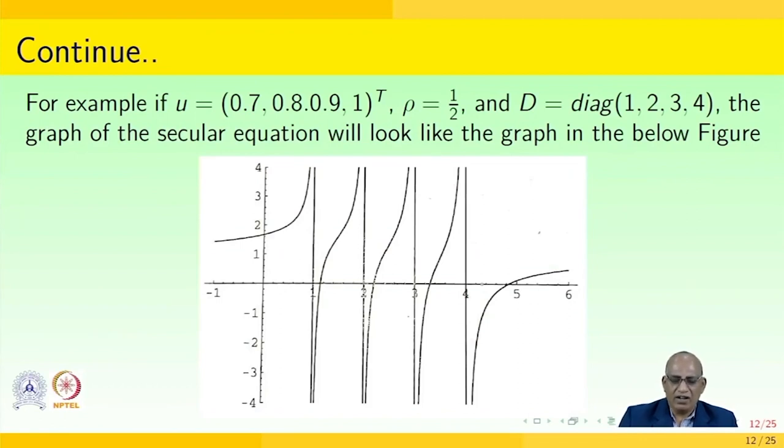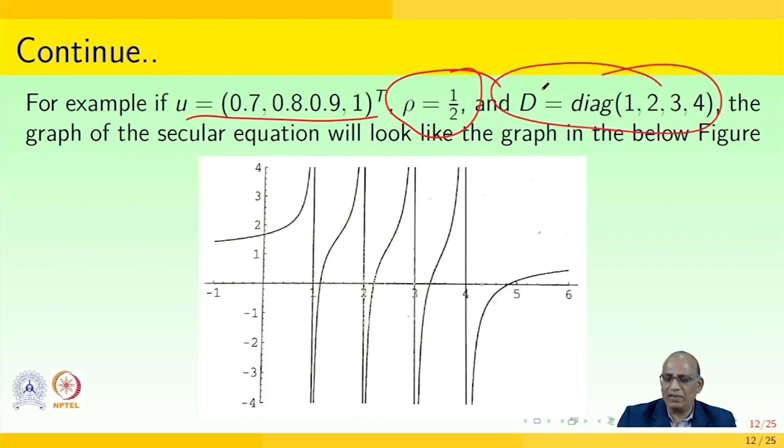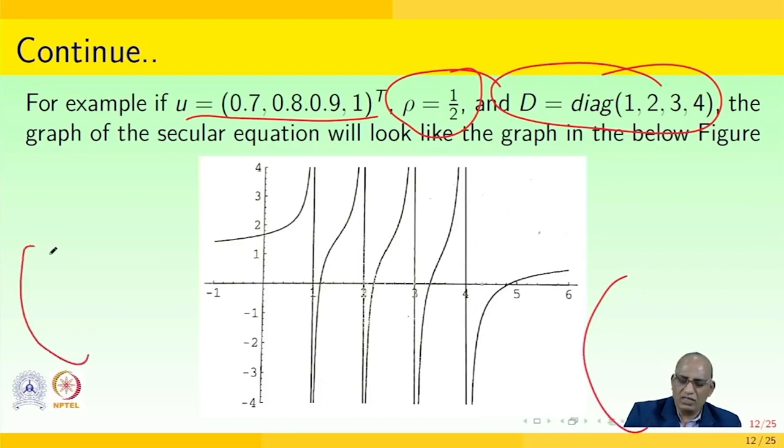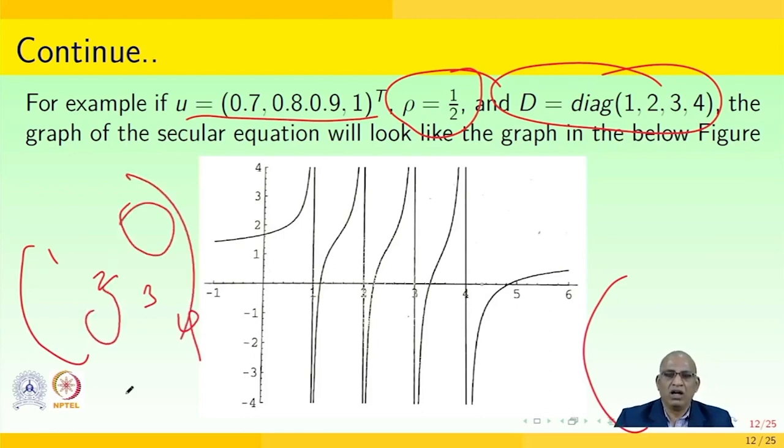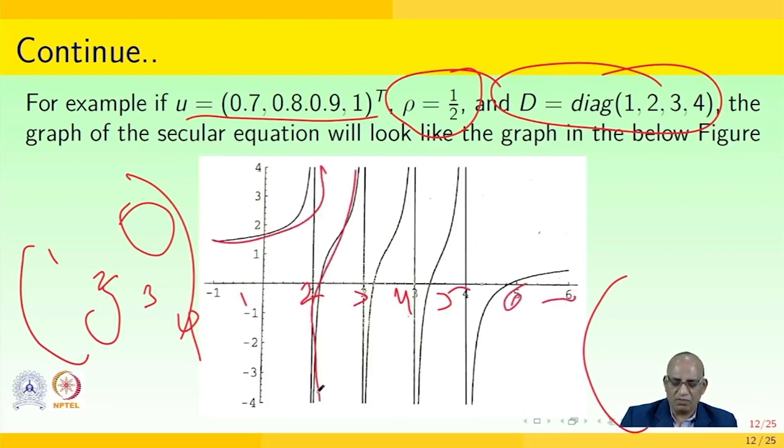And in continuation to that, if u is equal to (0.7, 0.8, 0.9, 1) whole transpose, then we will have rho equal to 1 by 2 and D will be nothing but diagonal of d1, d2, d3, so it will be like 1, 2, 3, 4. The rest are all zeros. The graph of this secular equation will look like the following in the figure. We look at over here. So these are the 1, 2, 3, 4, 5, 6 like this. And you see here, this is the thing, and it is going far away. We can see from this figure.